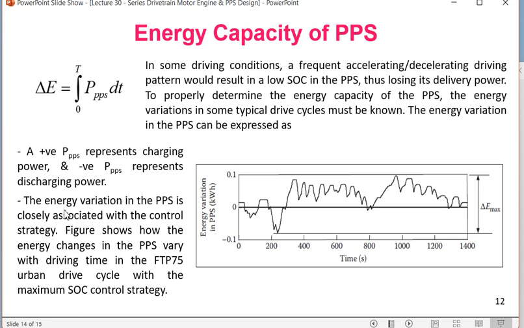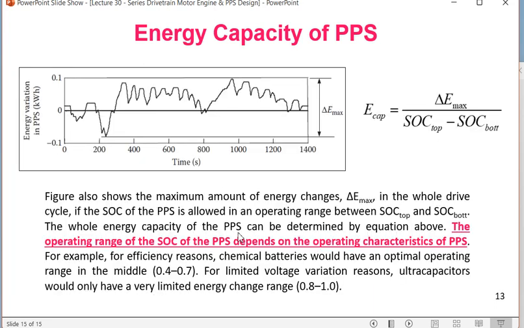Energy variation in the PPS is closely associated with the control strategy. The figure shows how the energy changes in the PPS vary with the FTP 75 urban cycle with the maximum SOC control strategy. Here you are finding this is 0; above it is accelerating and below it is decelerating, or these are braking parts. Wherever the graph is coinciding with the 0 line, the vehicle is stopping for a very small amount of time.